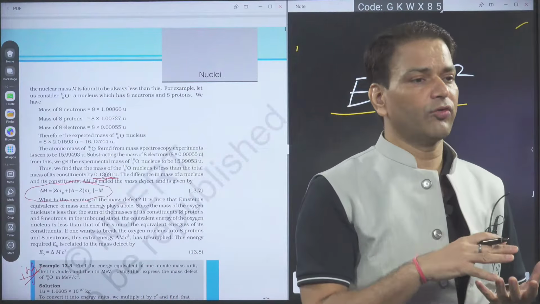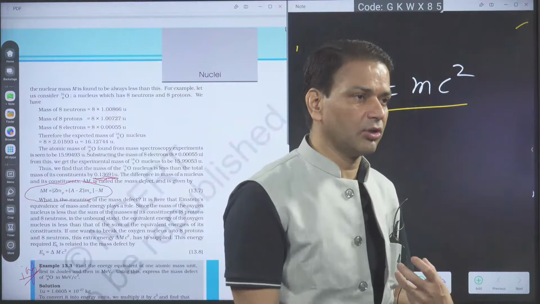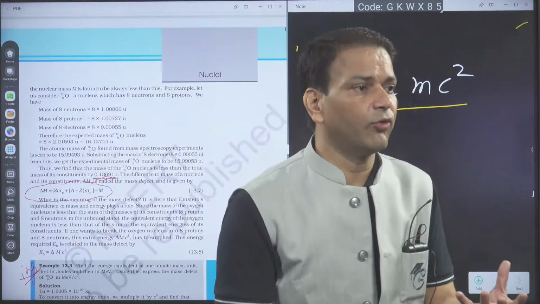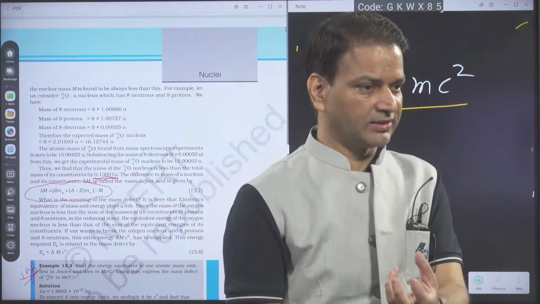So in the formation of the nucleus, some energy releases. Why does energy release? Because of the mass loss. So energy releases in the formation of the nucleus. That energy is called the binding energy of the nucleus.